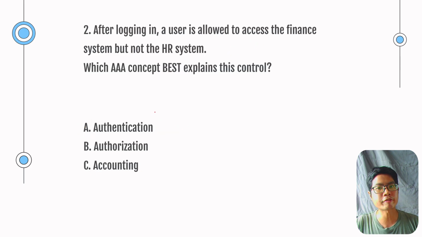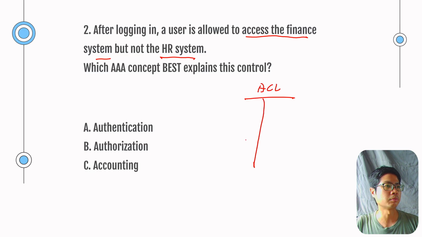Moving to question 2. After logging in, a user is allowed to access the finance system but not the HR system. Which AAA concept best explains this control? For this question, we look at the fact that they are allowed to access one particular system but not the other. This ties into the access control list that we were talking about earlier, the ACL. For example, this particular user X can only access finance, and maybe user Y can access HR. So if X tries to access HR, it will be denied. So this is authorization. X is only authorized to access the finance system in this case.